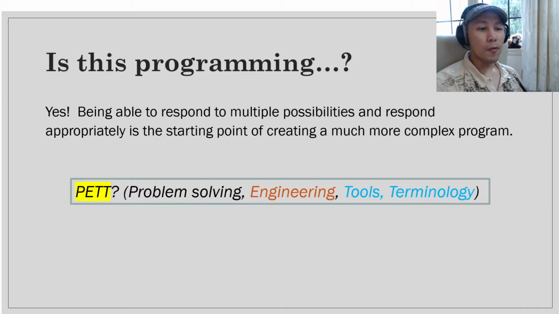All right, before we continue any further, I want to answer the question, is this programming? The short answer is yes. This is the beginning of a much more complex program that allows you to respond to multiple possibilities and have the correct behavior based on different input. If you think about the PET model, problem solving, engineering, tools and terminology, this is the beginning of the engineering part of the video episode series on Java programming. We're still going to focus a lot on tools and terminology at this point in time, but this is really the beginning of the engineering part.